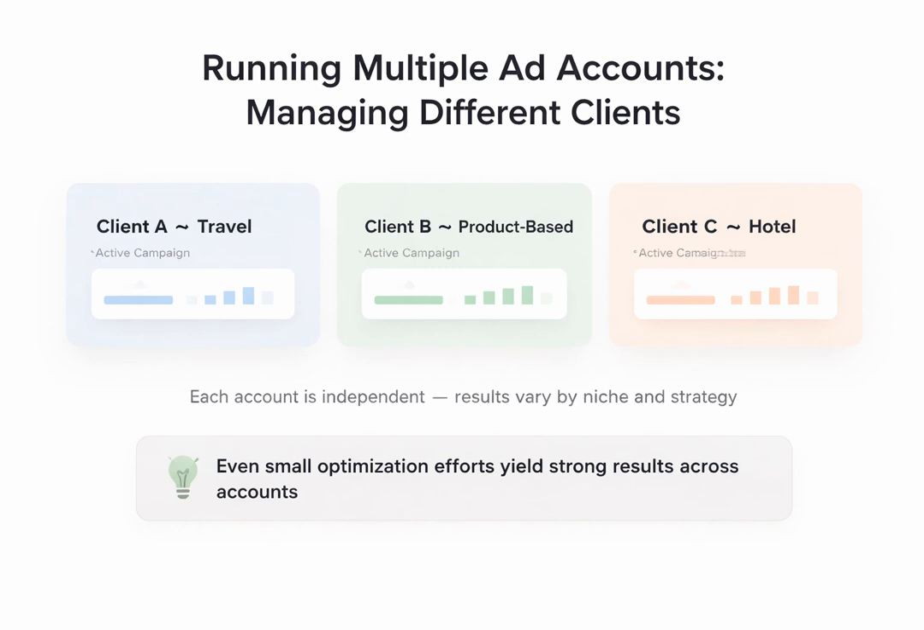He's only showing one in detail, but the point is that this is the reality of working as a digital marketer or media buyer at scale. Each account is independent. Each has its own strategy, and even small improvements in targeting or copy can produce strong results across all of them. This is the kind of portfolio approach that builds a sustainable freelance or agency business.